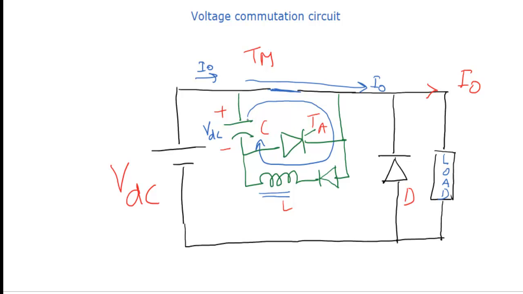So here, once all the energy is transferred by the capacitor, that is, if all the energy available with the capacitor is transferred to the inductor, then the voltage across the capacitor becomes 0. That means all the energy is transferred to the inductor.